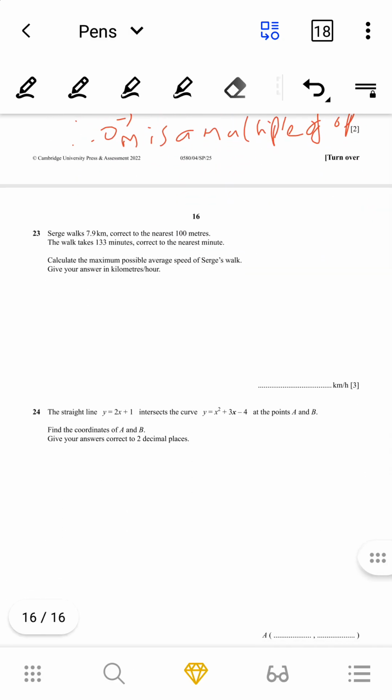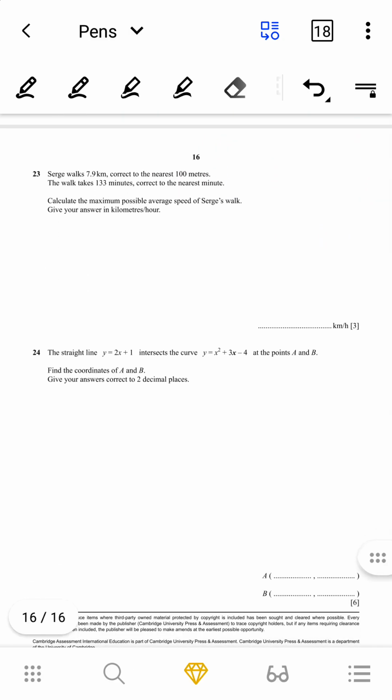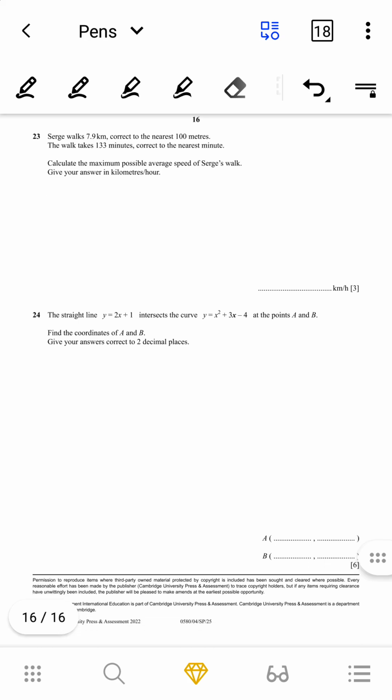Fine. So moving forward with the 23rd question. We are almost close together. We have overall 24 problems there, and the last two problems remain.